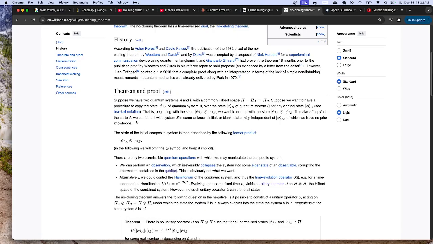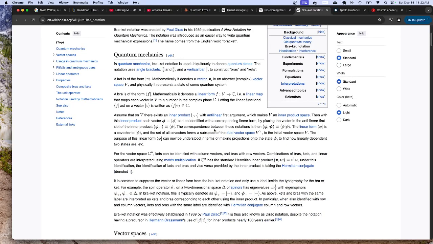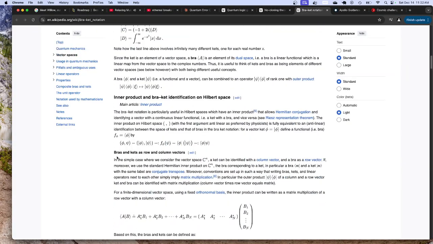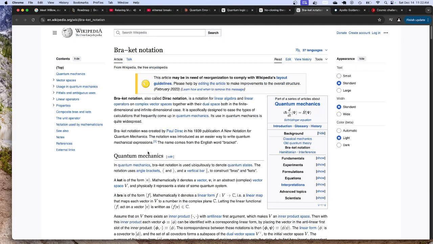Actually, I think I'm understanding this. The state of the initial composite system is then described by the following tensor product, A and B. In the following we omit the tensor product symbol. That's like bra-ket notation, Dirac notation. It's a notation for linear algebra and linear operators. Okay, let's learn this in a future stream.